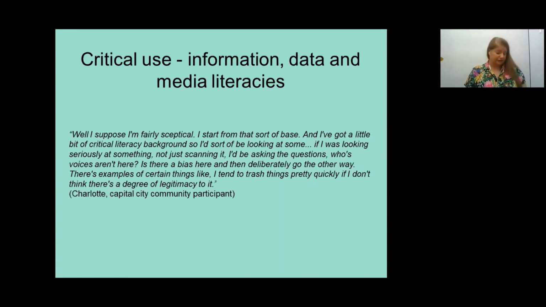I've got a critical literacy background, so if I'm looking at something seriously, not just scanning, I'd be asking the questions, whose voices aren't here? Is there a bias? And then deliberately go the other way. There's examples of certain things I don't like, and I tend to trash things quickly if I don't think there's a degree of legitimacy to it.